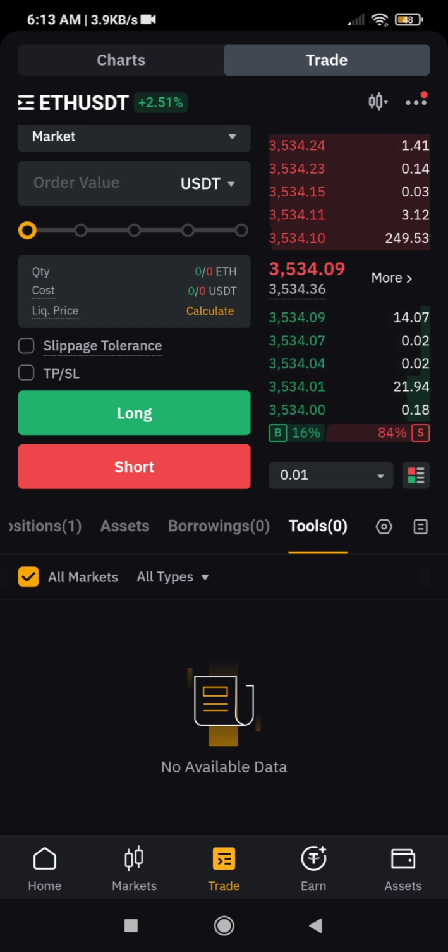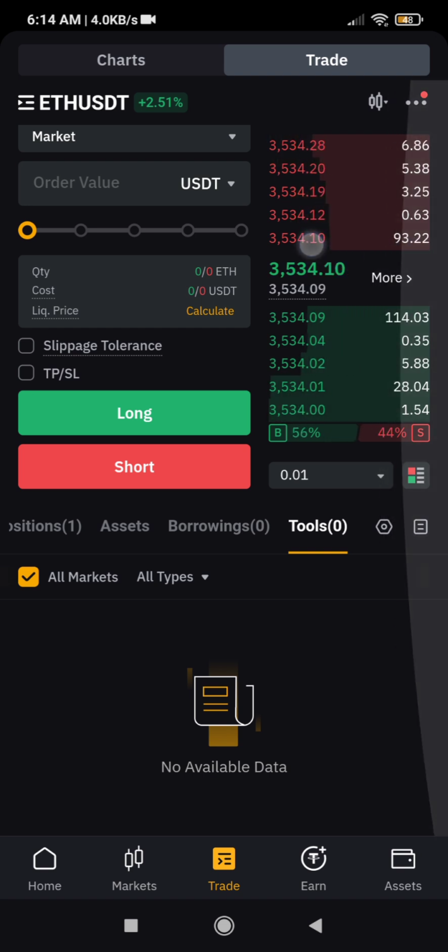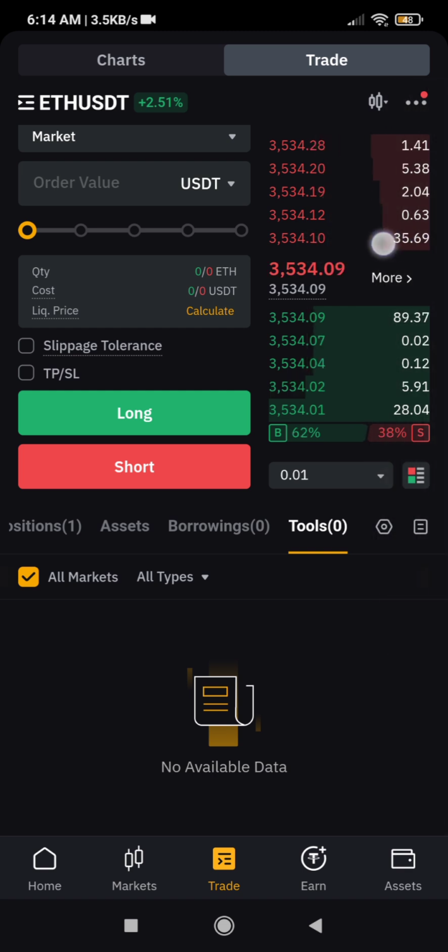But if you are going to buy a little amount of volume, then let's say you want to buy 0.5 of the Ethereum. This person alone can supply you 0.5, so they can fill you up at this current price.